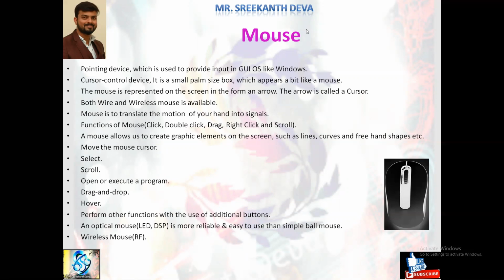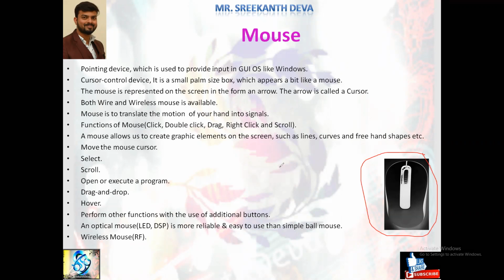Here you can see the sample diagram I represented. This is the mouse, and it looks like that. The mouse is represented on the screen in the form of an arrow. This is the cursor. The cursor is nothing but a pointing device, a mouse arrow. This arrow is called a cursor.